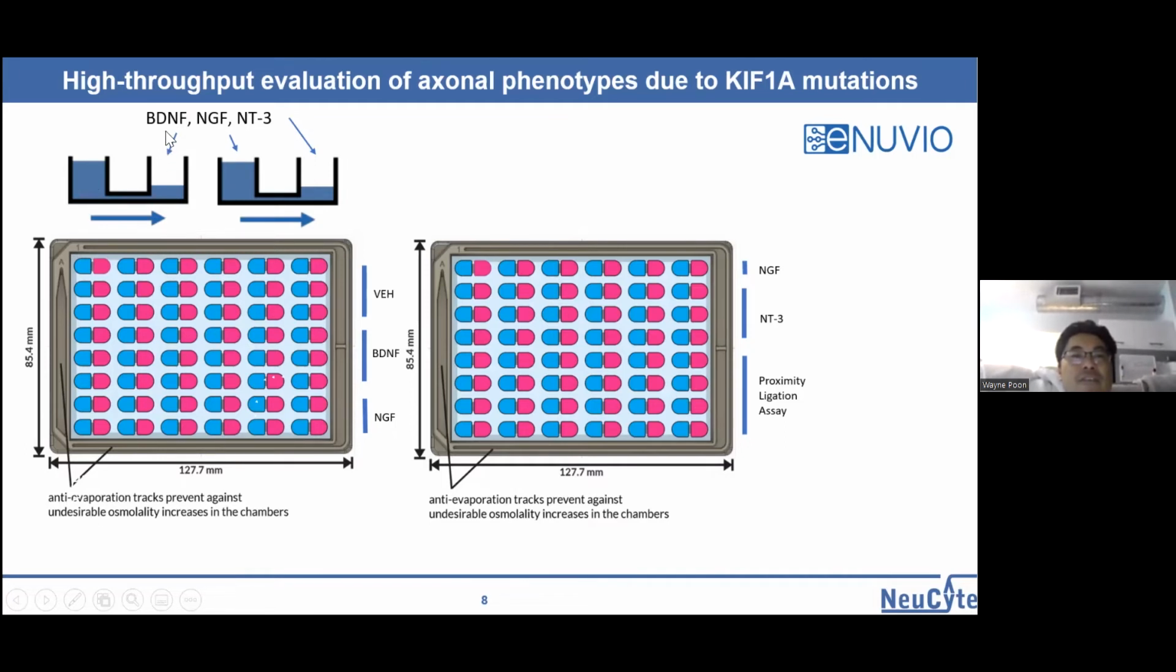BDNF, NGF, or NT3. And because of this volumetric difference, the molecules in this compartment cannot flow into the axon compartment. So the only way that these molecules get into the cell bodies of the neurons is by active transport, being taken up by the axons projected by the neurons. And in this way, we can interrogate mechanisms of trafficking and how the KIF1A mutations might affect this.